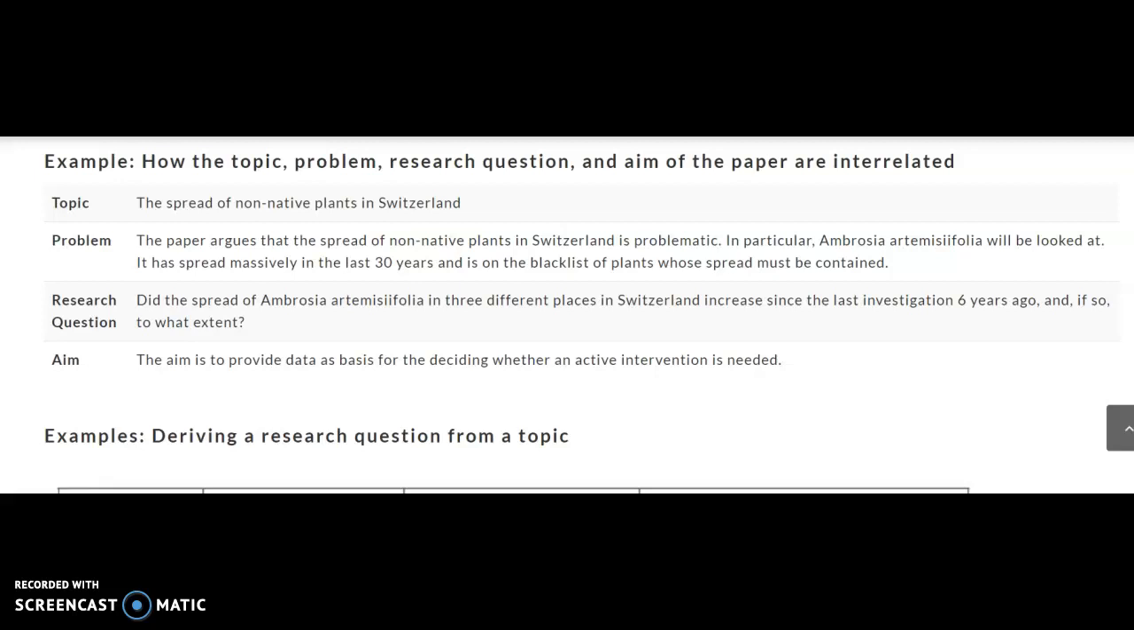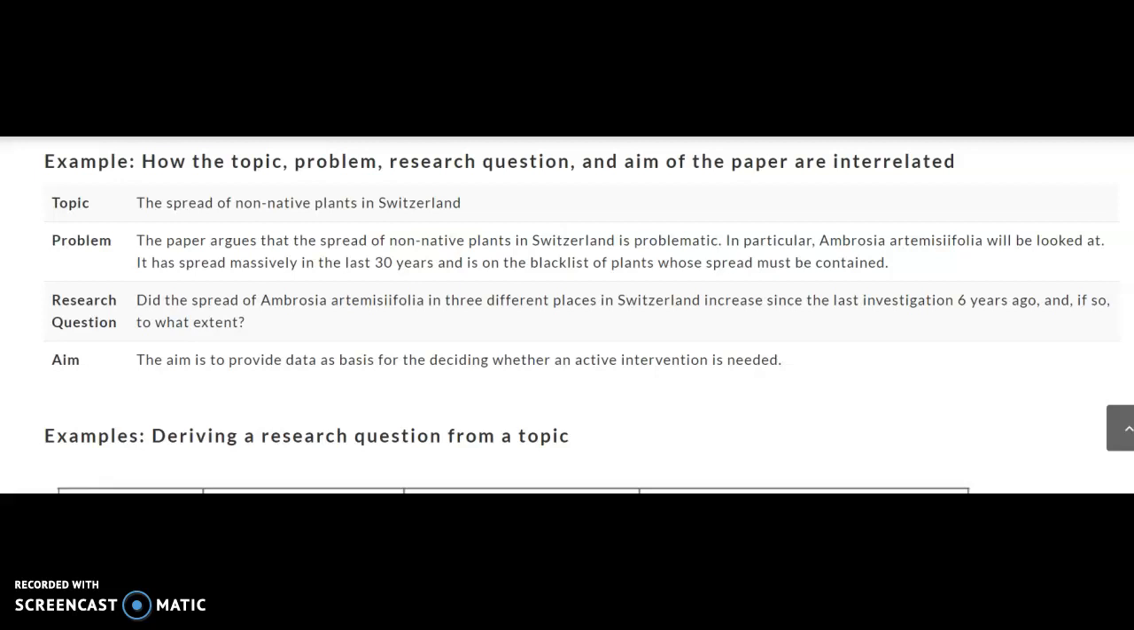It has spread massively in the last 30 years and is on a blacklist of plants whose spread must be contained. So then the research question is, did the spread of the ambrosia plant in 3 different places in Switzerland increase since the last investigation 6 years ago? And if so, to what extent? The aim is to provide data as basis for deciding whether an active intervention is needed.